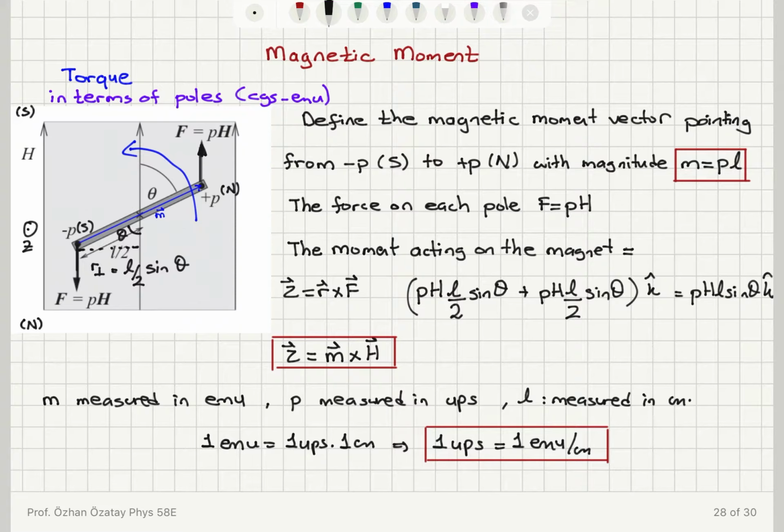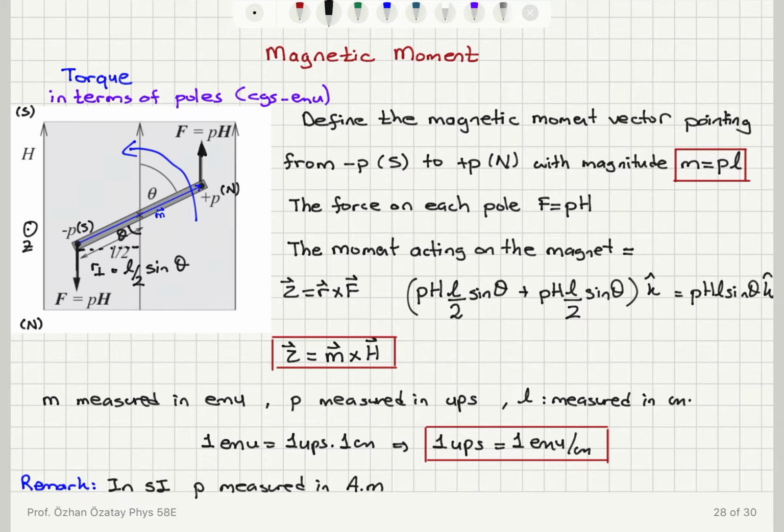In SI system, so I can put a remark here. In SI system, P is measured in ampere meter. So we need a conversion from EMU per centimeter to ampere per meter.